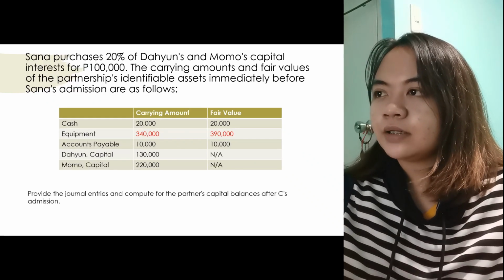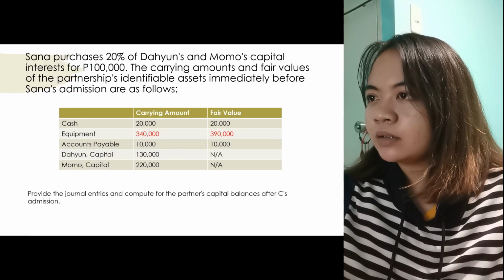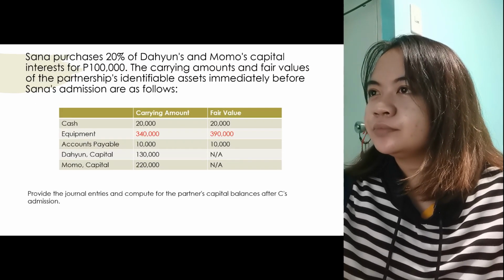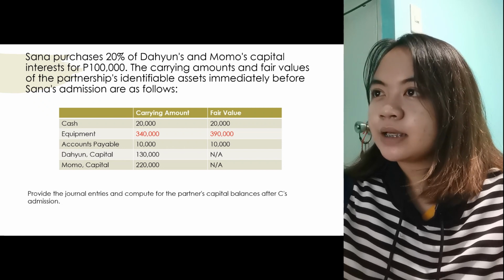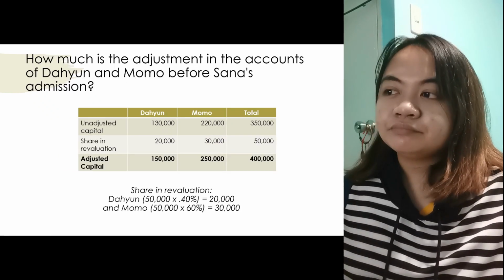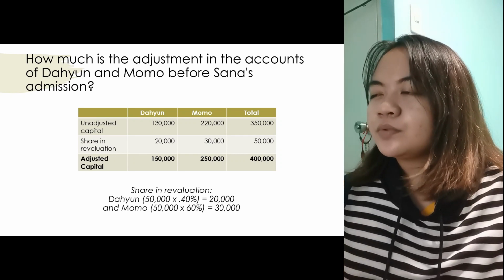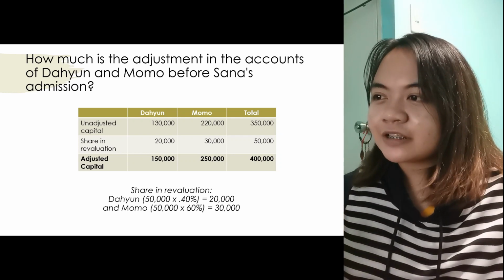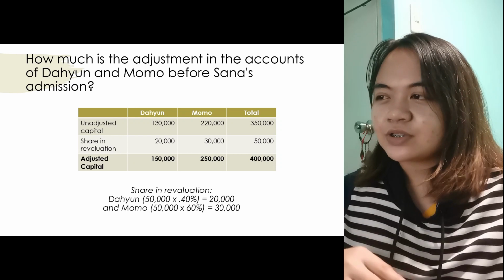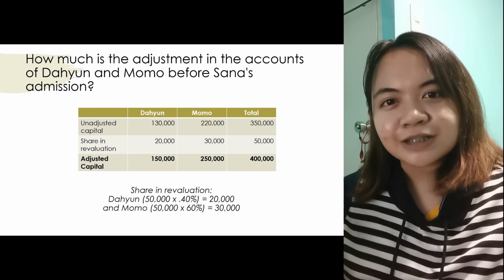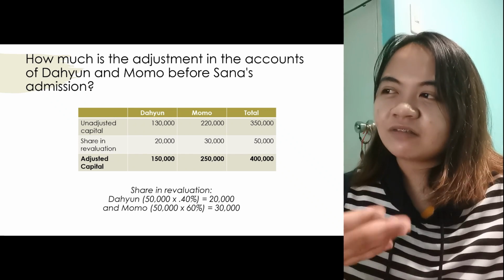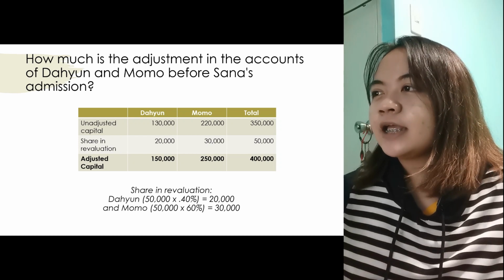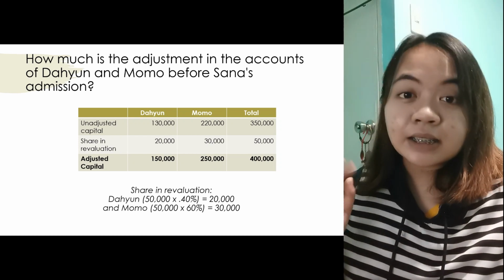Hindi ko pala sinabi, guys. So, yung share ng in revaluation niya, so given is 40-60 ang hatian nila. So, you have 50,000 times 40%, 20,000, and then Momo, 50,000 times 60%, 30,000. Okay? So, yung share in revaluation nila, ilapag mo na. So, we have 20,000 kay Dayon, kay Momo 30, and then, i-adjust mo lang, this is an increase.